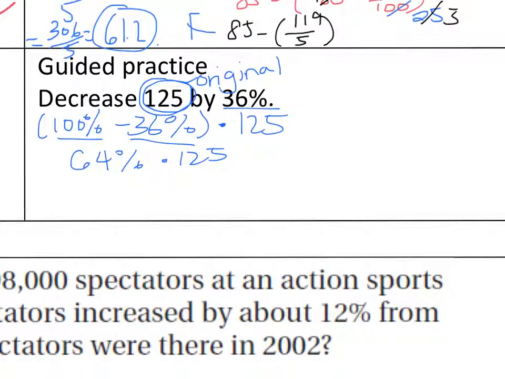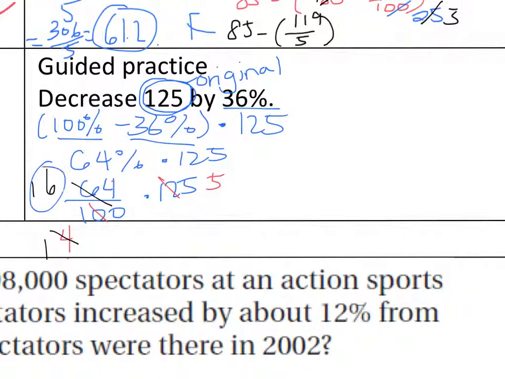And we write 64% as a fraction. And then I'm going to simplify before I multiply. 100 divided by 25 is 4. 125 divided by 25 is 5. And then I can simplify 64 with 4. That's 16. And then I can multiply 16 with 5 to get 80. That's my new amount. So from 125 to 80.